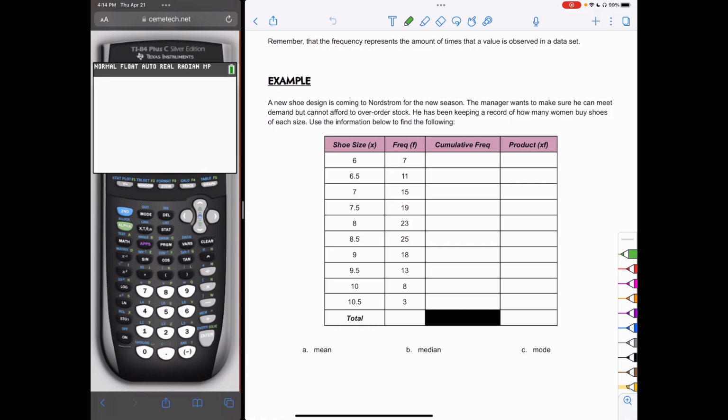So the first thing that I'm going to do here is, like I said, you need to understand that anytime you find the mean, you are taking the sum of all your values. So if I were to write all of these numbers in a long list, it would look like this. So I would have 6 written 7 times. Then I would have 6.5 written 11 times. And as you can see, this is very tedious, but you can understand what's going on here. So I'm going to stop right there.